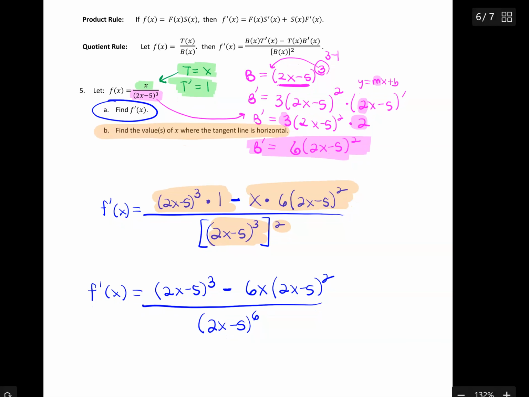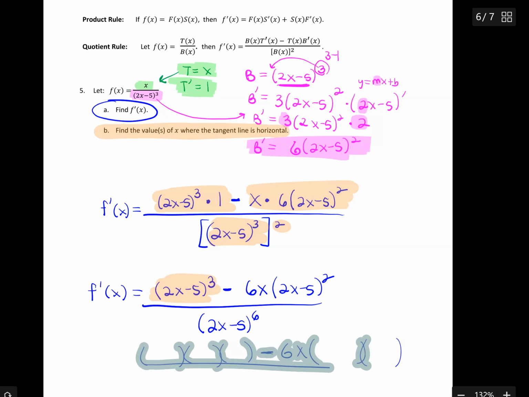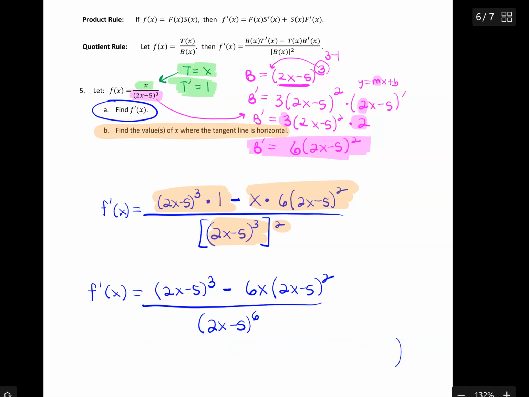Like if you tried to do the algebra on this, you would have to write the binomial factor out 3 times, minus 6x times the binomial factor twice, and do all kinds of algebra. So what we can do instead to clean this up is ask yourself, is there a GCF in the numerator? So the calculus is over.